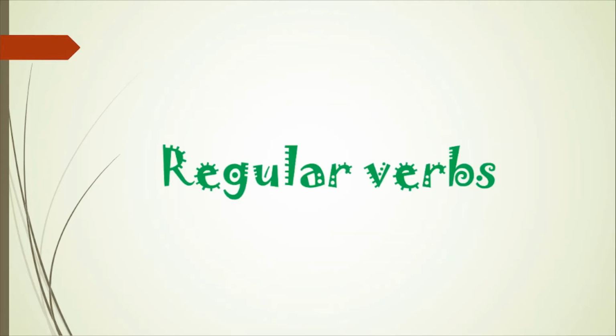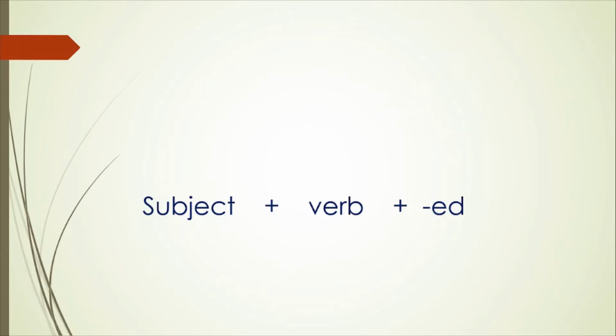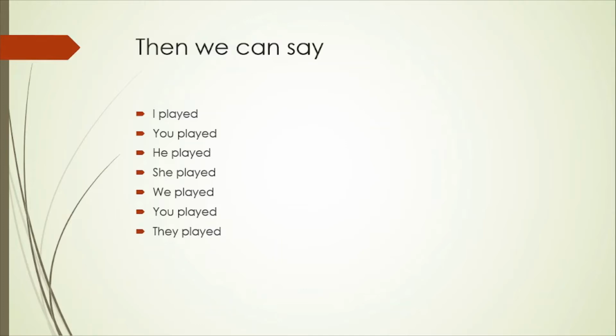And now let's learn how we form the past simple of regular verbs. Subject plus verb plus ed. Then we can say I played, you played, he played, she played, we played, you played, and they played. Let's repeat slowly. I played, you played, he played, she played, we played, you played, they played.